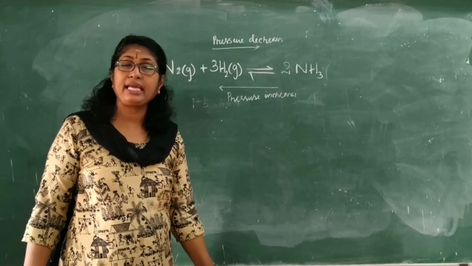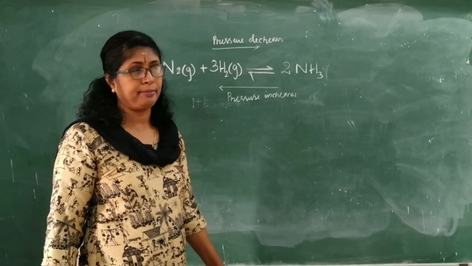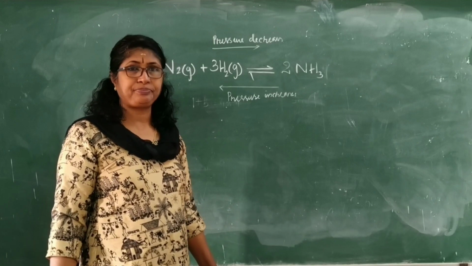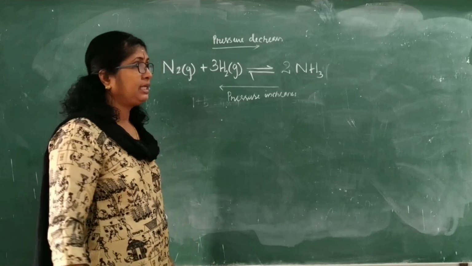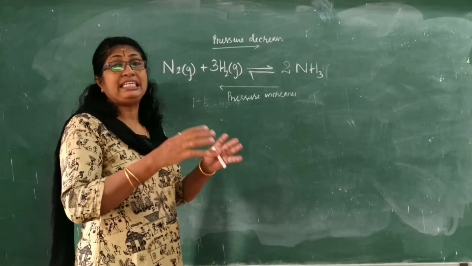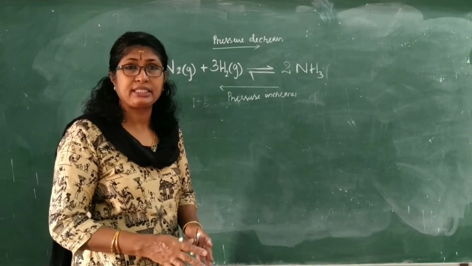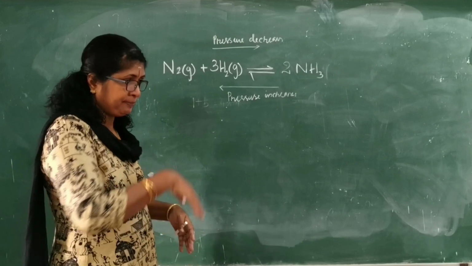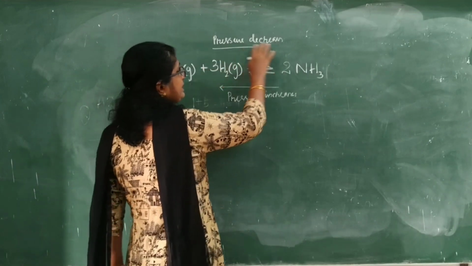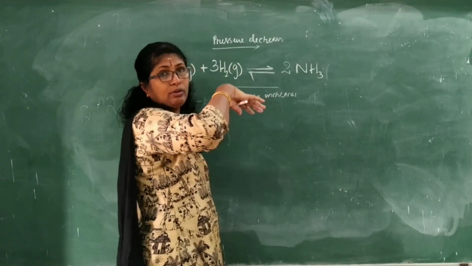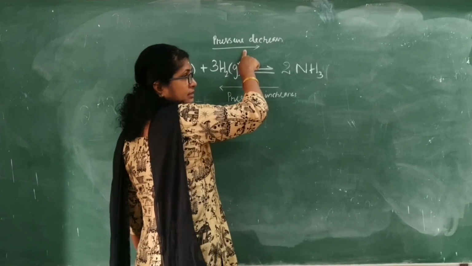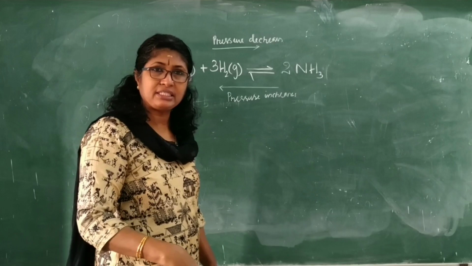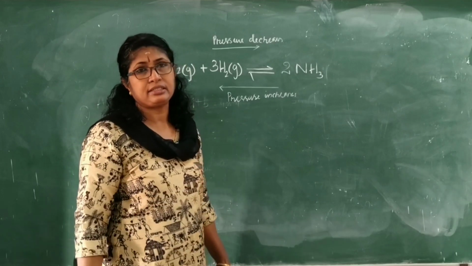Suppose we apply a high pressure at the equilibrium. When the equilibrium is reached, we apply a high pressure. What will happen? The system will try to decrease the effect of high pressure by shifting the equilibrium. To which direction will it shift? If the forward reaction is carried out, then the pressure will decrease. So we applied a high pressure; to decrease its effect, the pressure has to decrease, isn't it?